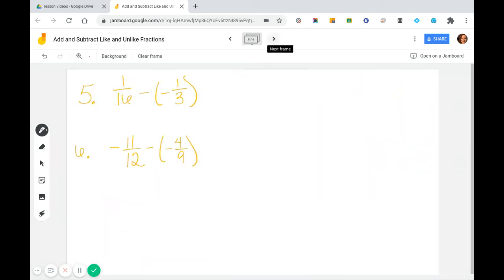2 more. 16 and 3 are my denominators. I can't do anything with them the way they are, so I'm going to rewrite these. Let's see. 16 times 1 is 16. 3 won't go in there. 16 times 2 is 32. 3 won't go in there. 16 times 3, well, obviously 3 will go in there. I'm going to use 48. 16 times 3 is 48.